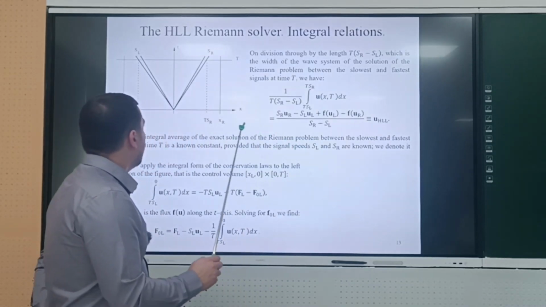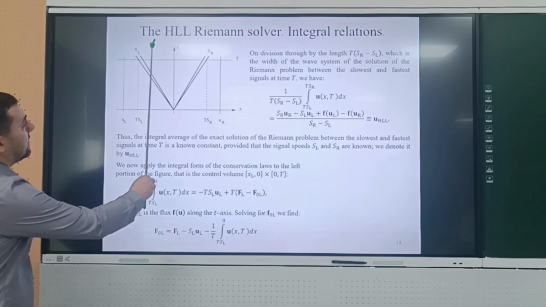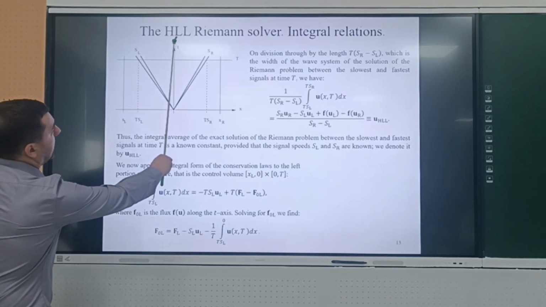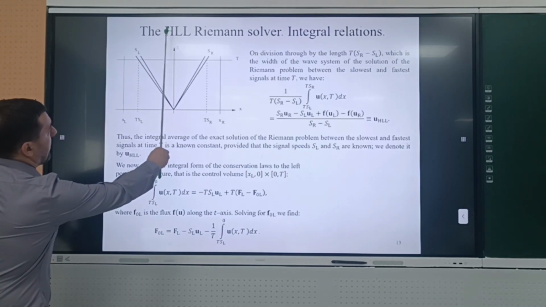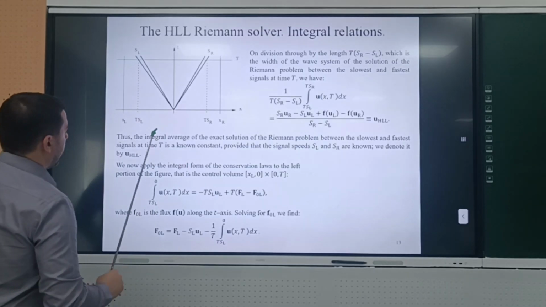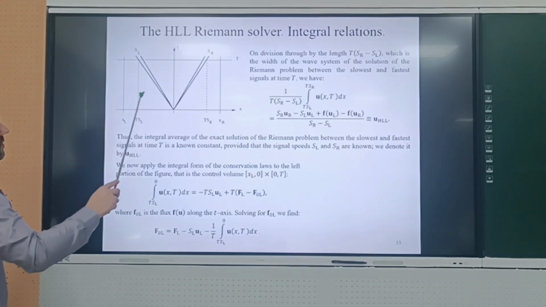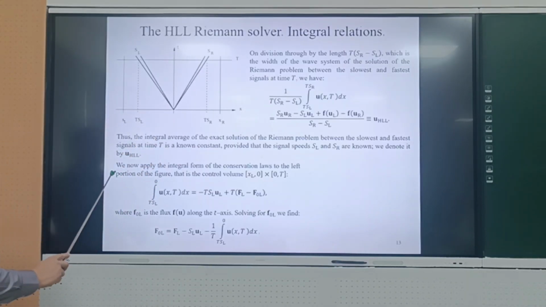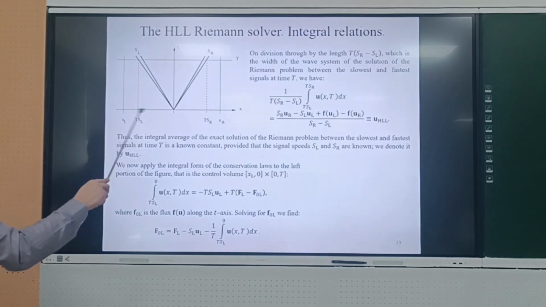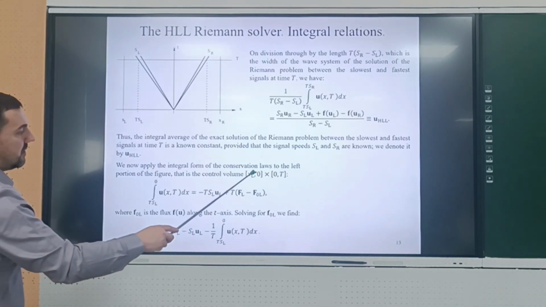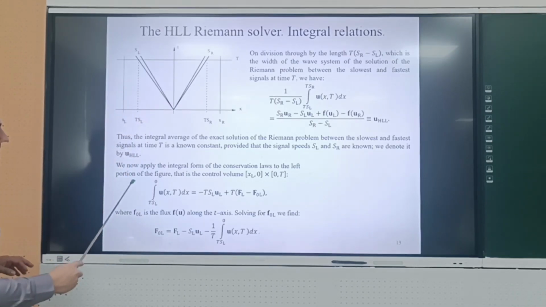The next. So what we would like to know. Our final goal is to find how to compute the numerical flux through this x equals 0 axis. That is why let's apply the integral form of all equations to this reduced control volume. We now apply the integral form of the conservation laws to the left portion of the figure, I mean this one. That is the control volume [xL, 0] times [0, t]. We apply it here one more time.